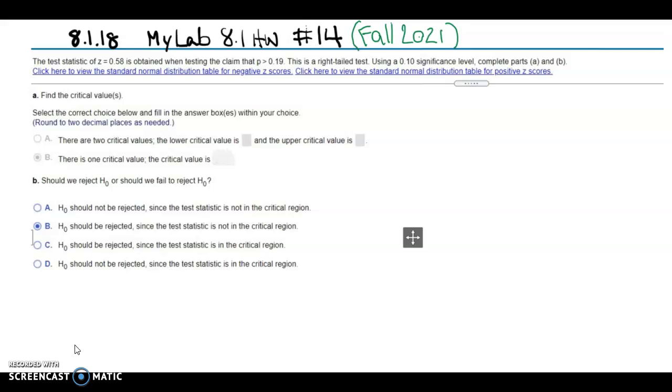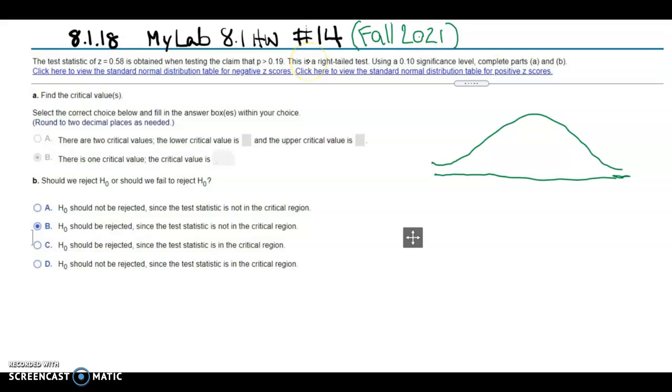The question reads, the test statistic of z equals 0.58 is obtained when testing a claim that p is greater than 0.19. This is a right-tailed test. Using a 0.1 significance level, complete parts A and B. First, we're asked to find the critical values, and then we are asked whether we should reject or fail to reject.